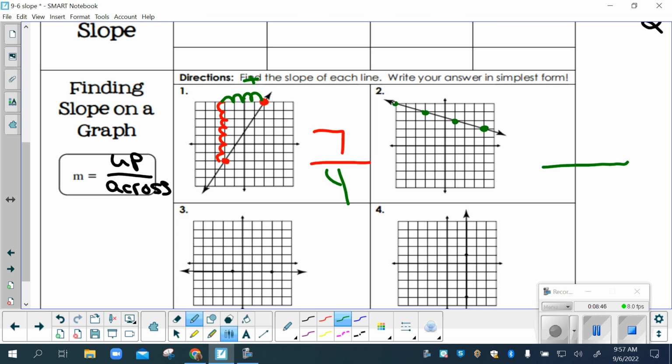So here we go. I start low. So I'm going to start here. I'm going to go up 1 jump. Up 1 jump. And now I'm going to go across. 1, 2, 3. But do you see how I went across this way? So it would be -3.